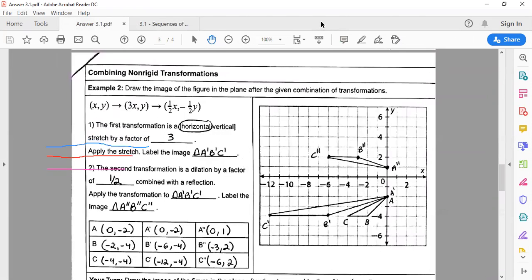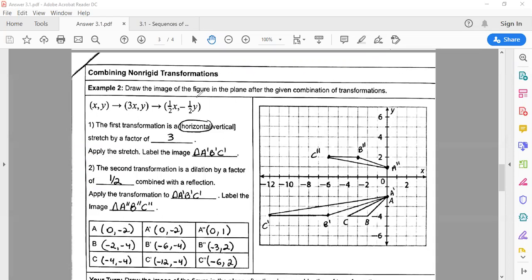What we're doing right now is we are combining non-rigid transformations, okay? So let's see how that's going to look when we combine non-rigid transformations.